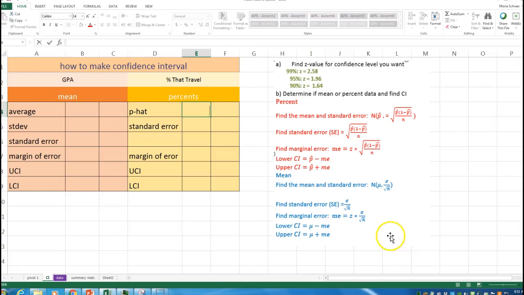Hello, today we're going to make confidence intervals using Excel. I have right here a guide to remind us from our notes how we actually do confidence intervals by hand, and we're going to then use this guide to figure it out on Excel. So let's start with average.